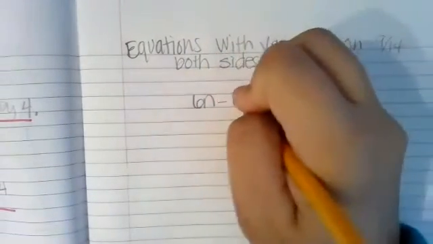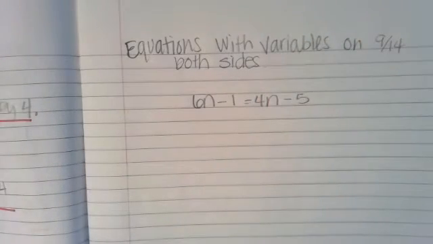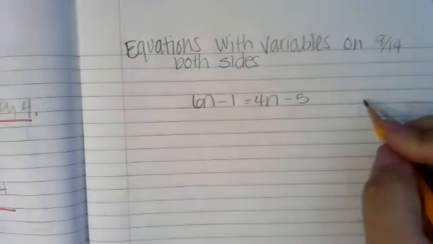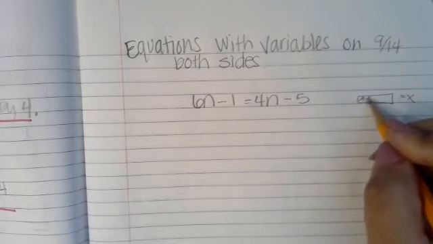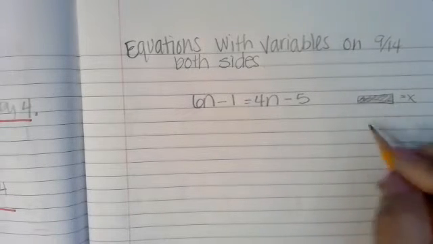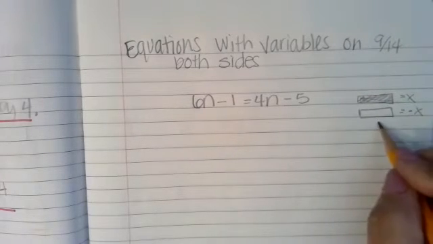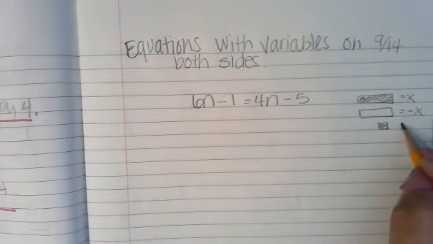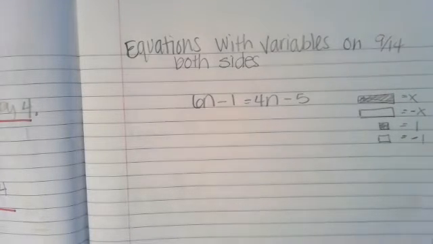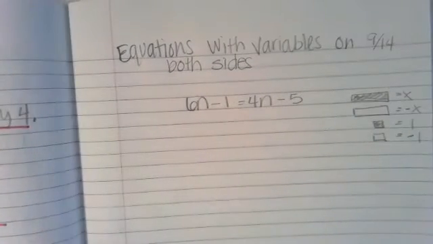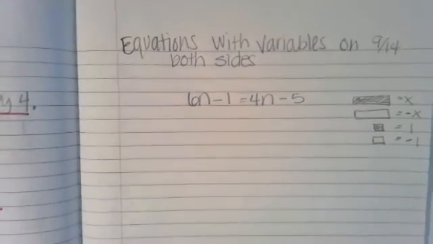Here's my first problem: 6n minus 1 equals 4n minus 5. Okay, a couple quick things you need to know. This is x. This is negative x. This is 1. This is negative 1. So when we're drawing our stuff out, this is what it's going to look like.